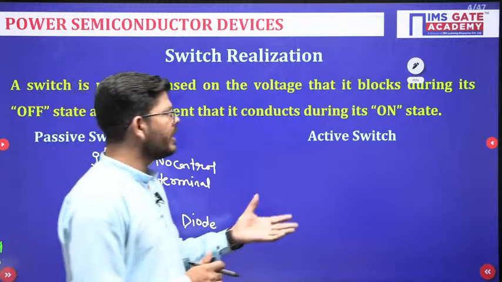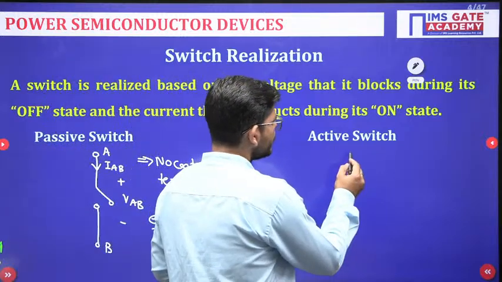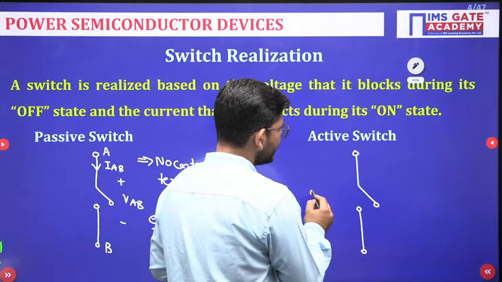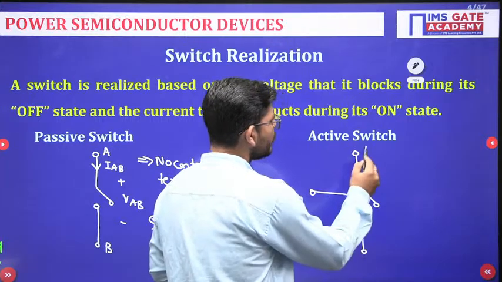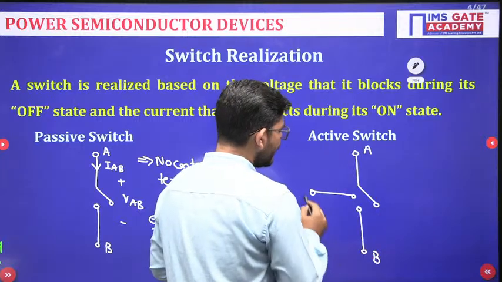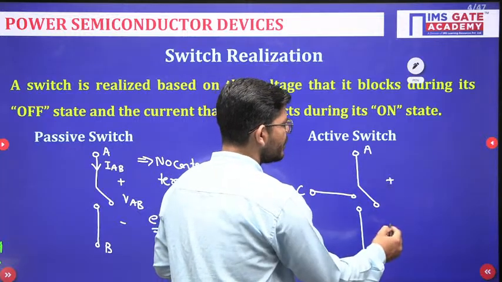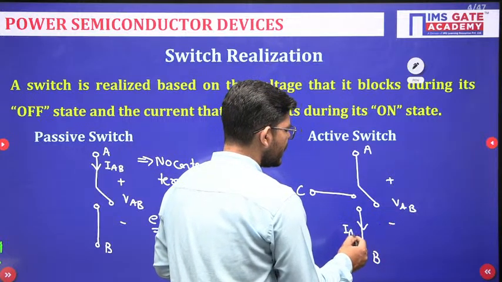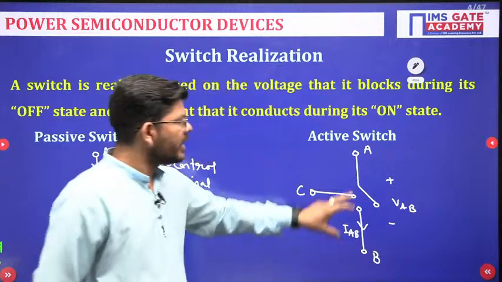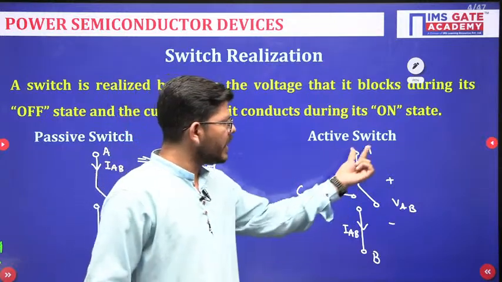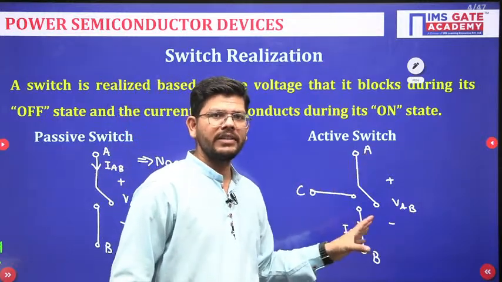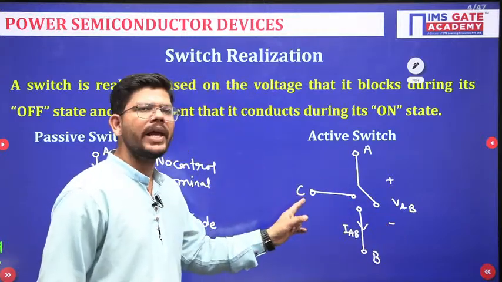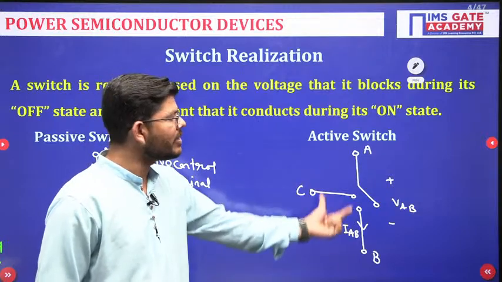When it comes to active switches, just see. We may represent an active switch like this. They have a control terminal as well. This is A, B and this is the control terminal. Here is the voltage, and when the switch is on, it will conduct a current IAB. First you apply the right polarity so that the device may come into on state, but it will not come into on state until you apply a control signal that will trigger the device.